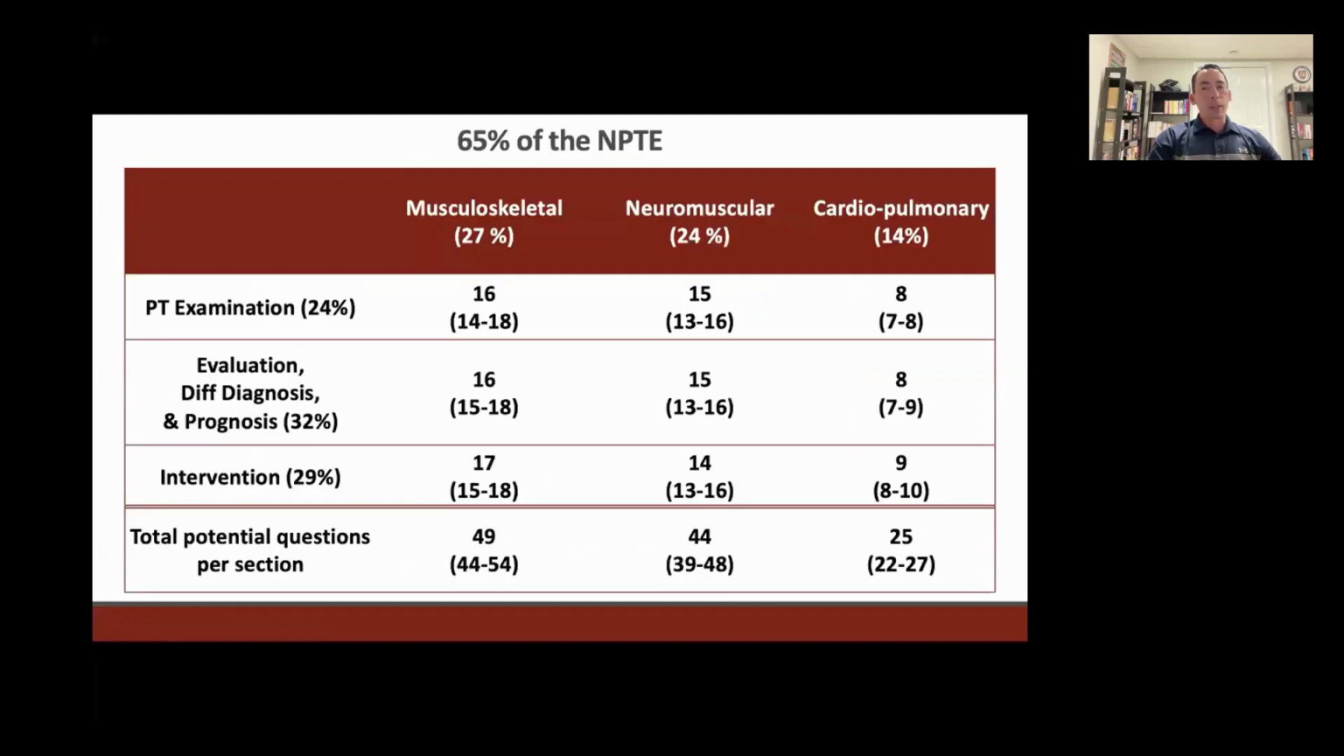Then when you break it out between the big three, the musculoskeletal, neuromuscular, and cardiopulmonary, the examination portion is 24%. Within musculoskeletal, you could expect about 16 questions, anywhere from 14 to 18, on musculoskeletal examination. In the evaluation, differential diagnosis, and prognosis area, you can expect about 16. And in the intervention area, around 17. So overall, about 49, pretty close to 50 questions on that exam are going to be covering musculoskeletal content.